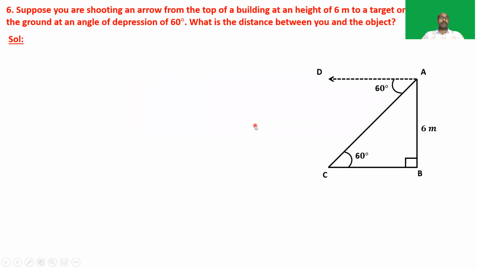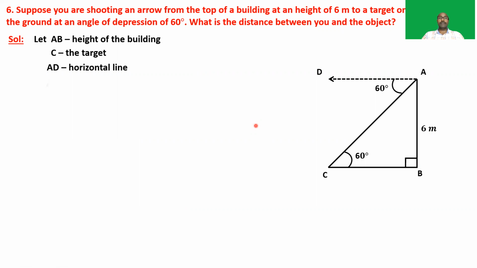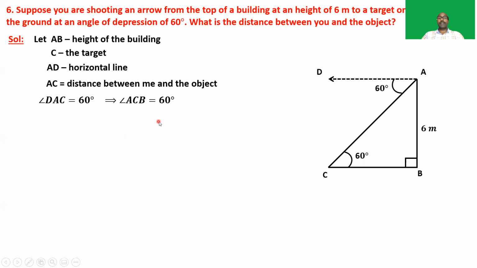Let us solve the problem. Let AB be the height of the building, C the target, AD the horizontal line, and AC the distance between me and the object, which you have to find. Okay, AC is the distance between me and the object. Now angle DAC is equal to 60 degrees, which is the angle of depression. This implies we can write angle ACB is equal to 60 degrees, because alternate angles are equal.